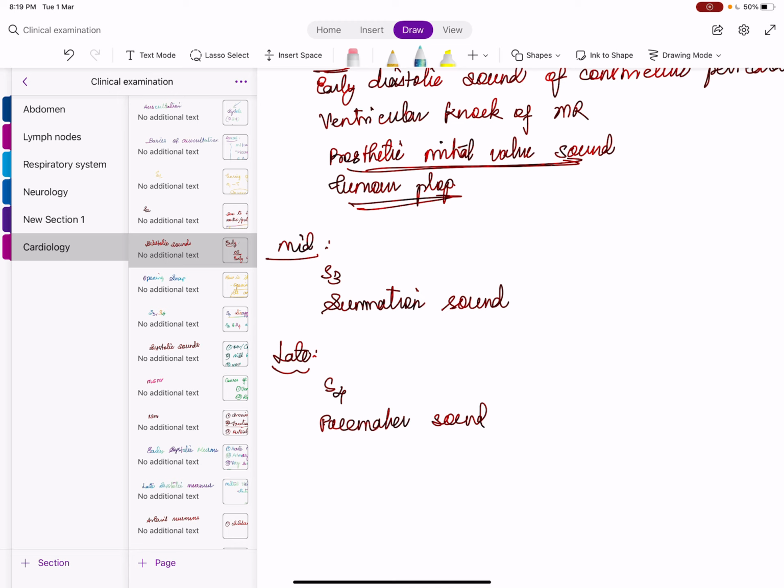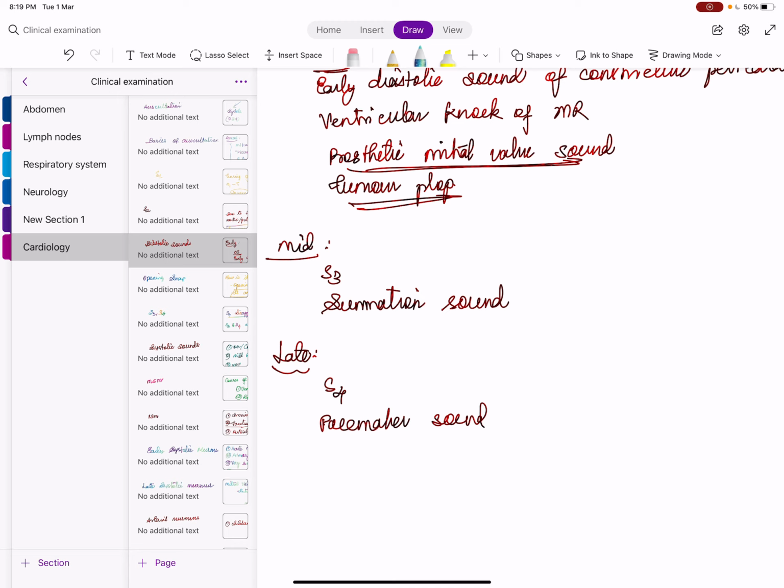That's the first point: P2 is louder than A2 at the base. Next, if P2 is heard on the right side of the chest, or P2 is heard in the apex, it means loud P2. Normally splitting should not be heard except in the pulmonary area. If you are able to hear splitting in any area other than the pulmonary area, it means P2 is heard there. The simplest one is palpable S2. A palpable P2 will be a loud P2.